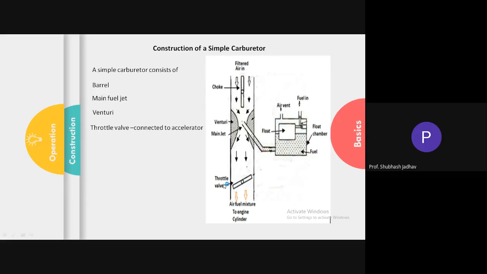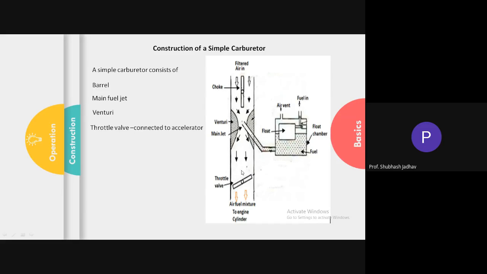So when we push the accelerator pedal in the case of a four-wheeler, or turn the accelerator knob in the case of a two-wheeler, then what is happening? This throttle valve is opening. And when we open this, a greater amount of air-fuel mixture is being supplied to the engine. Okay, so that is what you call a throttle valve.